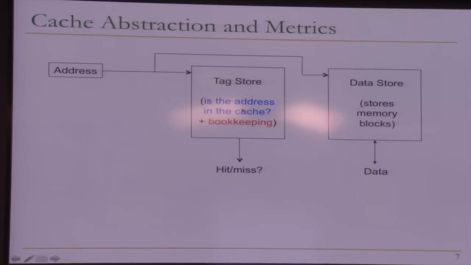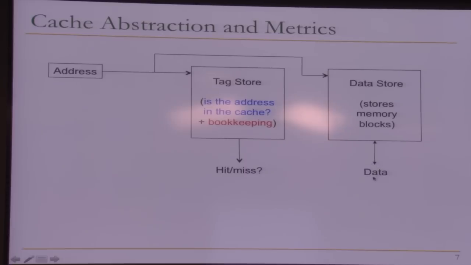And even by looking at this abstraction, you can see many design choices, right? Do you access the tag store first and then the data store next? Or do you access them in parallel? And that's a very valid question, and we will see. If you access them in parallel, maybe by the time you get this hit-miss signal, you also get the data, and then you can get the data right away, right?